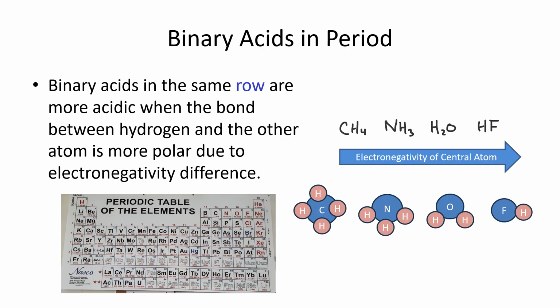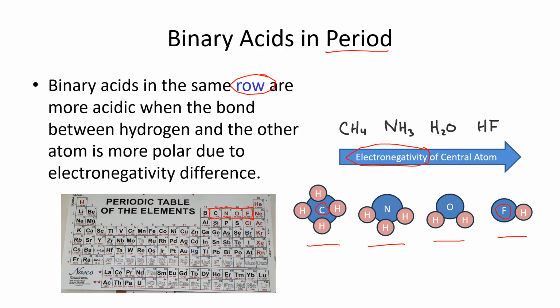So now let's look at some molecules that are binary, that are potentially acids in the same period or the same row in the periodic table. We'll use this section here just as an example. And we'll have a look at these molecules that should be familiar to you. You've got methane and ammonia and water and hydrogen fluoride. And so the main difference there is going to be the electronegativity of that central atom, with carbon being the least electronegative and fluorine being the most as you go across that section.